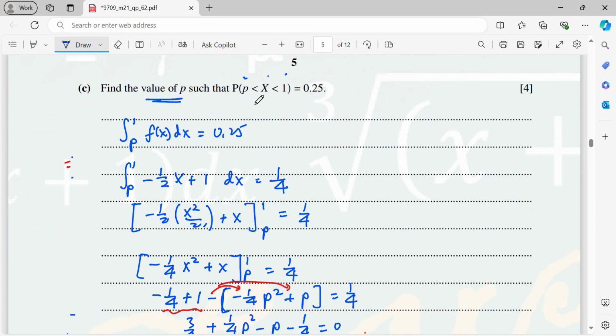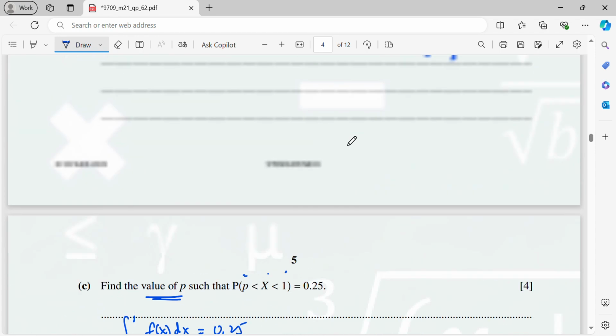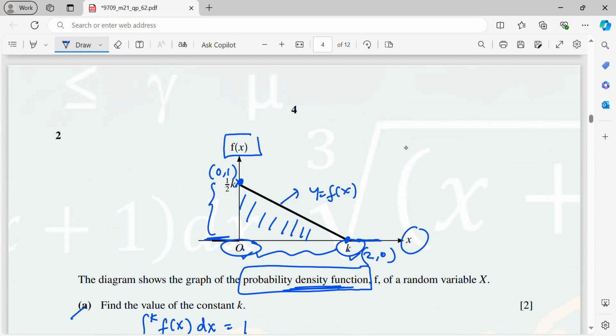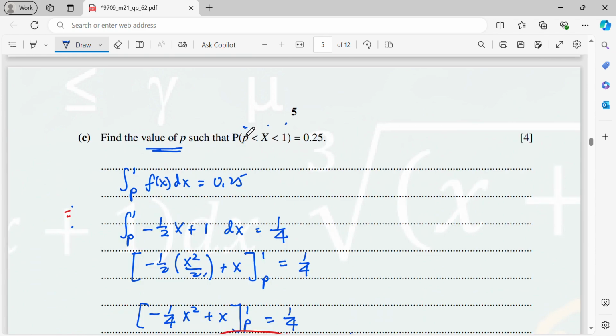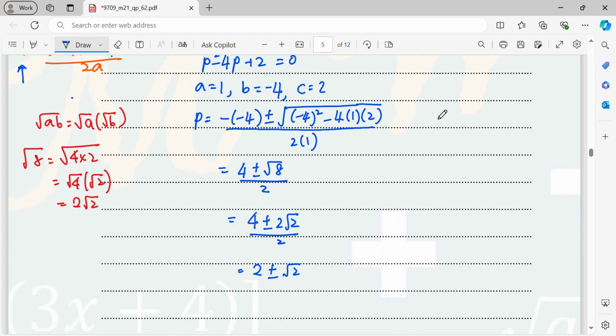Now when you look at the question, you need to calculate x between p and 1. We know that x is actually greater than 0 and up to 2. So that means I know that my p is basically from 0 to 1 because it's less than 1 here. So now p is between 0 and 1. Therefore, your p is going to be 2 minus square root 2. It cannot exceed 2, so we cannot choose the plus sign. So that is your value of p.